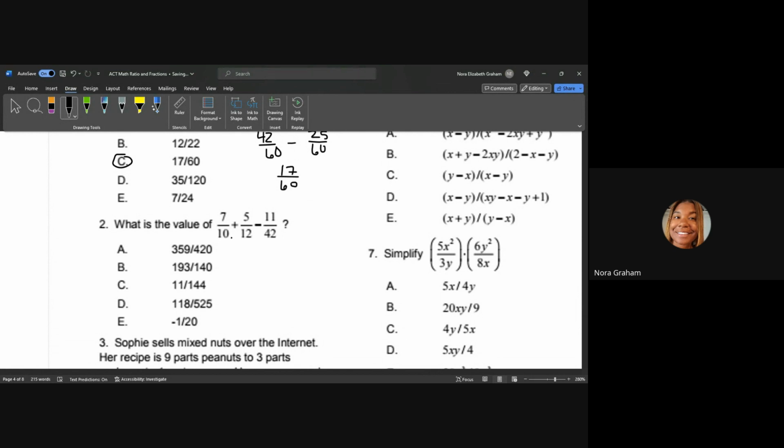To find the least common denominator of 10, 12, and 42, again, you would list out their multiples until you find which one they have in common. For this one, just for time of the video, I'm not going to list out all their multiples, but on your own, you should list out all the multiples of 10, 12, and 42 and see if you can find the least common denominator on your own. But the least common denominator for this one is going to be 420.